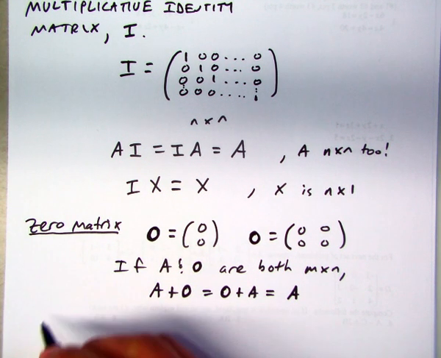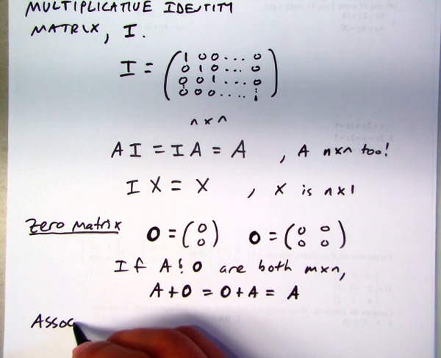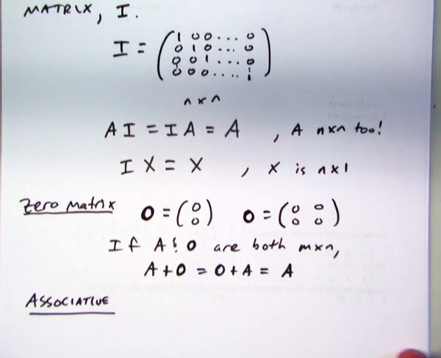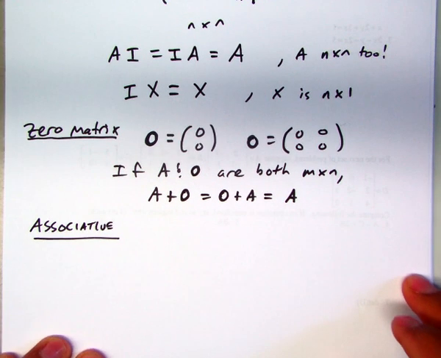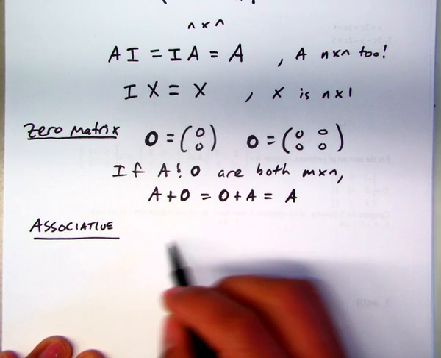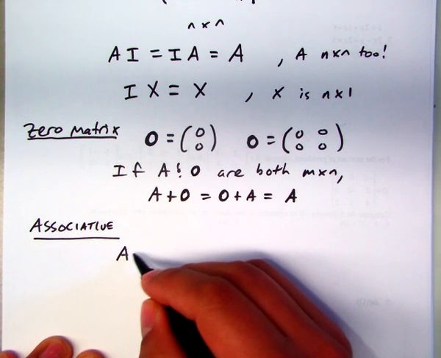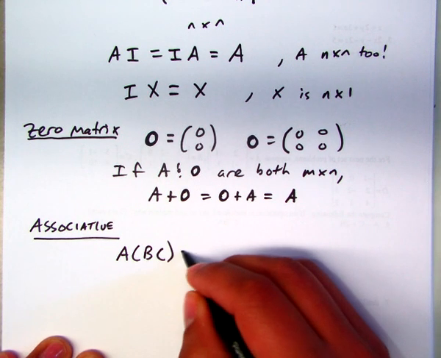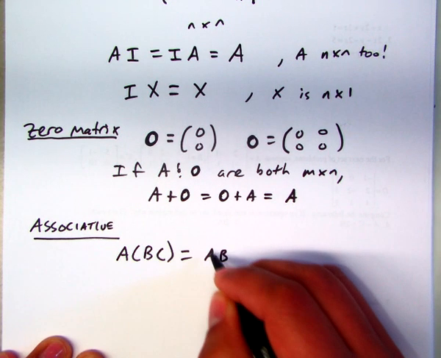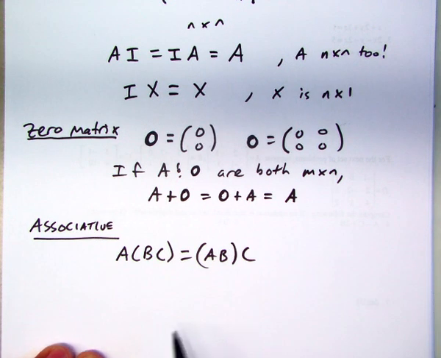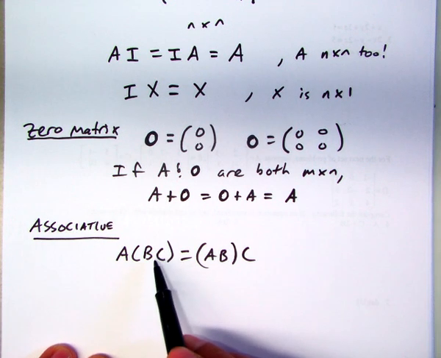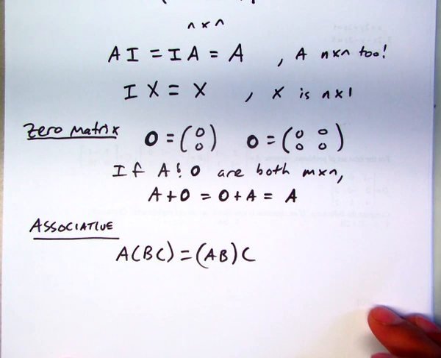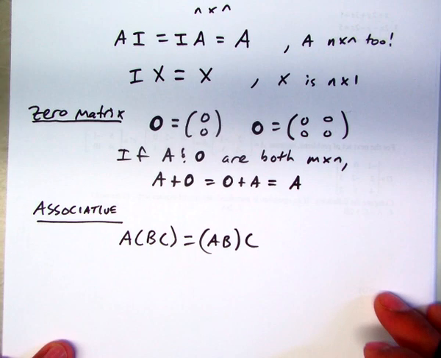Let's see. Associative property of multiplication is exactly what you would expect it to be from earlier. If you have 3 matrices that you are multiplying, you could multiply B and C together and then A, or A and B, and then multiply it with C. Nothing new there.